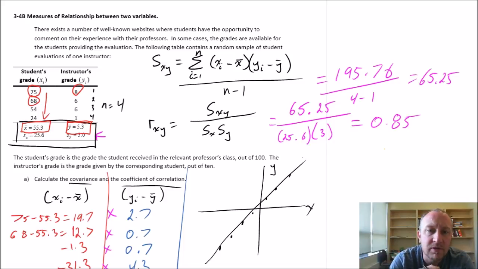So here I have a coefficient of correlation of 0.85. That's a fairly strong positive relationship. Given that 1 is perfect, 0.85 is really quite strong. So this gives us evidence there's a very strong positive correlation between students' grade that they earn in a course and the grade that they then give an instructor on the website. Now, again, this is fictional data. I just made this up. My suspicion is that this is true, but I don't have the data to support that suspicion.